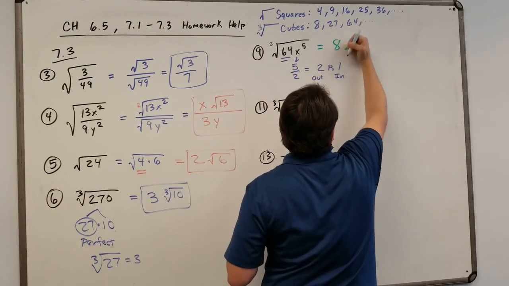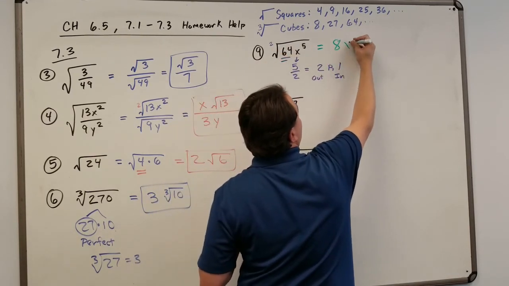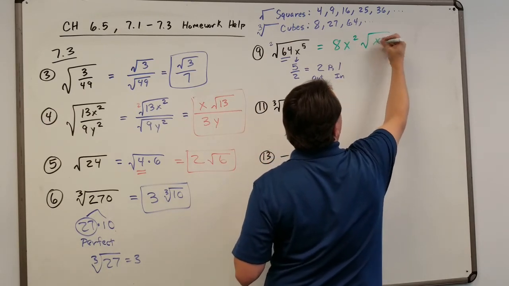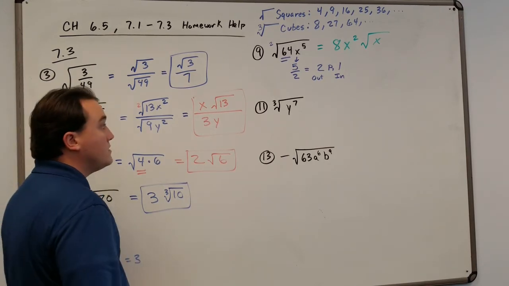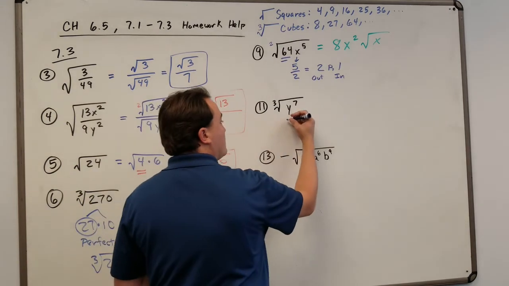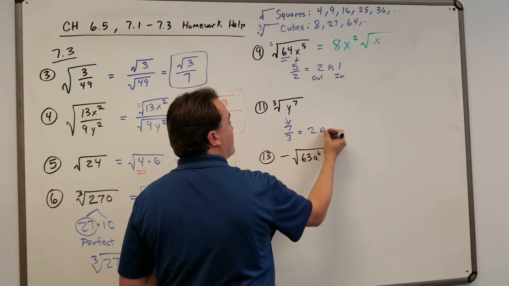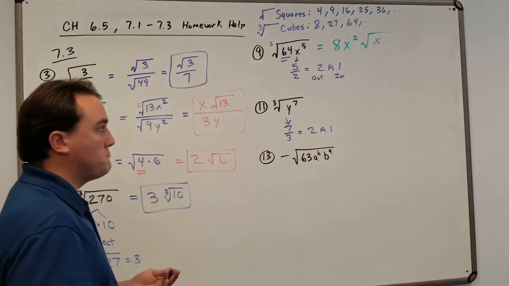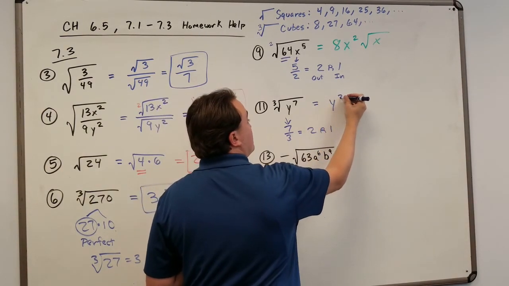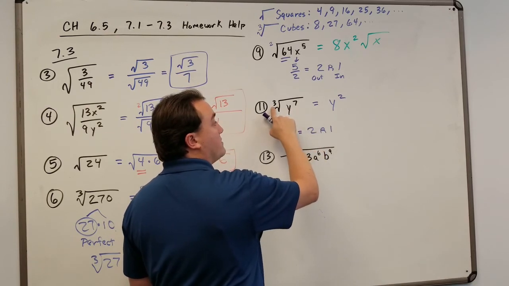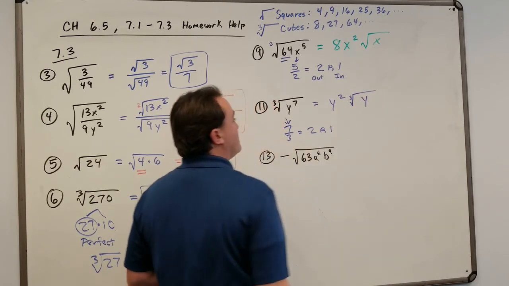Square root, actually, nope. 2 x's come out. 5 divided by 2 is 2, remainder 1. So we get 8x squared square root of x. Same thing here. 7 divided by 3 is 2, remainder 1. So it's kind of similar to what we just had there. We could take 2 y's out, because 7 divided by 3 is 2, remainder 1. Cube root of y to the first power.